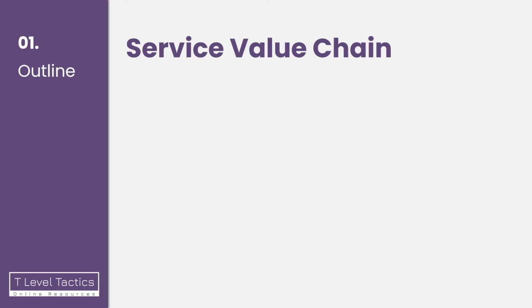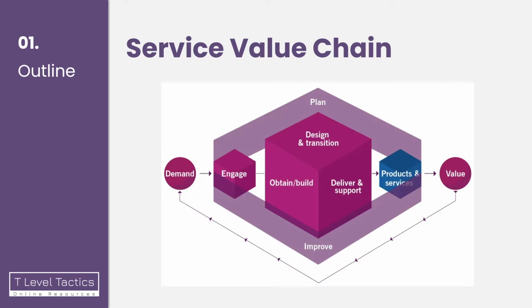Now, I've mentioned the service value chain a few times, and this is essentially the process that makes ITIL work. It looks a little complicated at first, but I'll talk through it. On the left-hand side, we have demand. Now, this is either a demand from customers or our end users for a new product or service, either something we can sell or something that the organization needs to use internally.